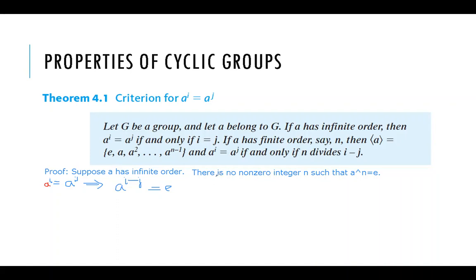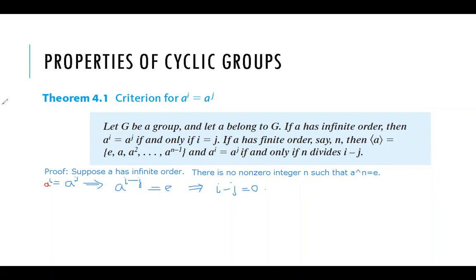Since we already said that there is no non-zero integer n such that any non-zero integer power of A is equal to identity, and A power i minus j is equal to identity, this means the only possibility is i minus j equals 0. And the converse of this statement is clearly true, because if we have i equal to j, then A power i will be equal to A power j. So there is no need to prove the converse.